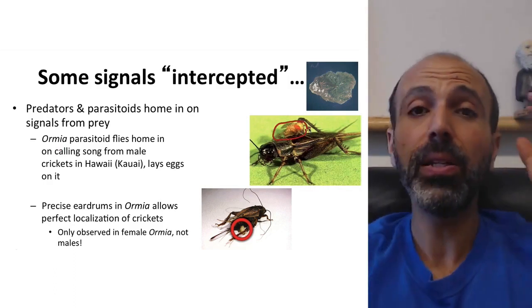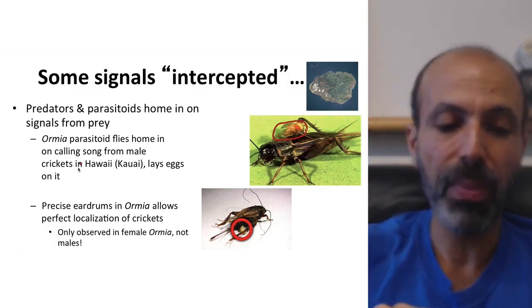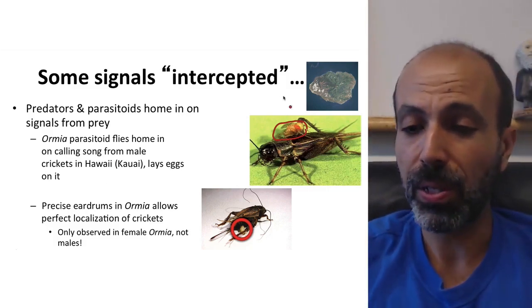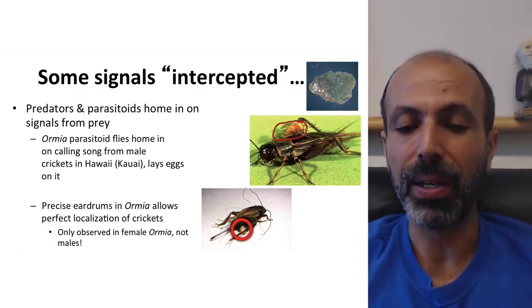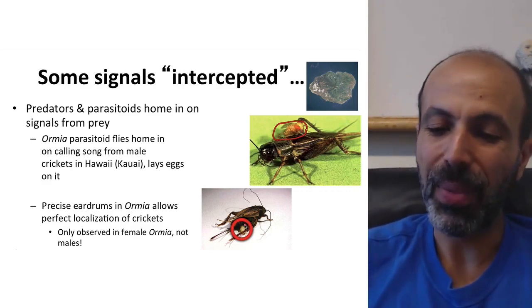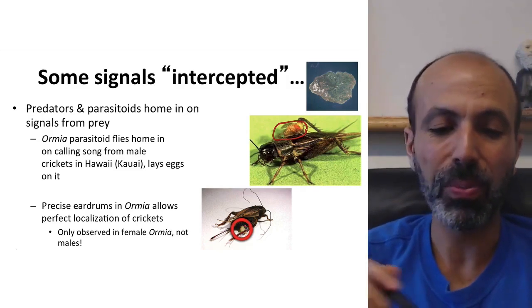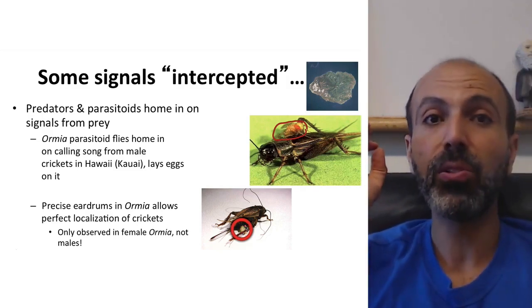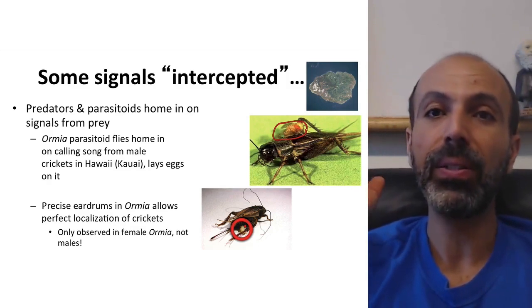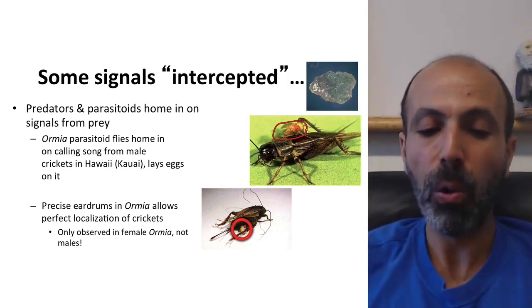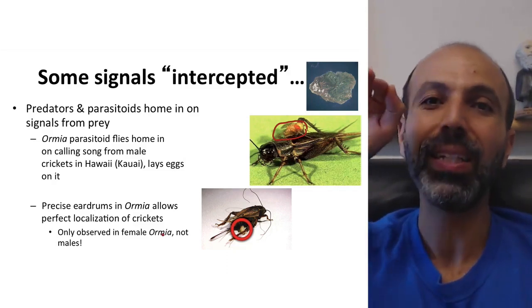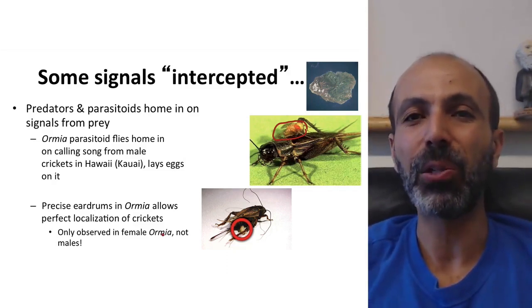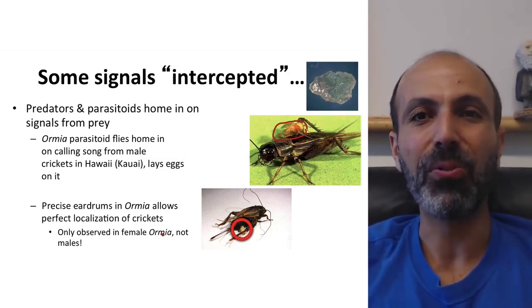It is tuned into the calling song of these male crickets in Hawaii. What will happen is, they'll hear the song, they'll come over onto the male, and they'll force their eggs inside the male. So eventually, the male will die as the Ormia larva comes out, as you can see here in this picture below. Now they have very precise eardrums in these Ormia that allow perfect localization of these male crickets. And they're only observed in female Ormia, not male Ormia. So it's very much for the purpose of sticking these eggs inside these male crickets. So this is a bad deal for the crickets.